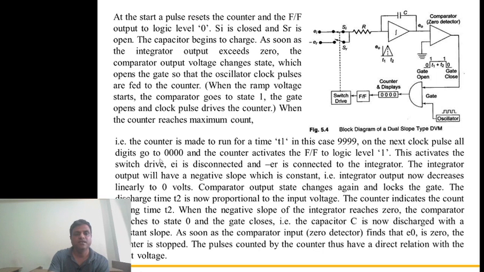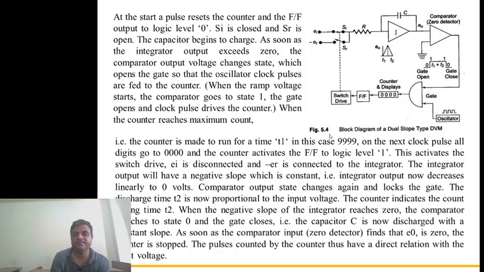See this explanation. The counter is made to run from time T1. In this case it is 9999. Actually it is a 4-digit display, that is, 4 inputs to the counter, so 0000. Each count starts from 0 and moves to 99. So it means the minimum is 0000 and the maximum is four 9s. At the next clock pulse, all the digits go to 0, and the counter activates the flip-flop to logic level 1. This activates the switch drive.